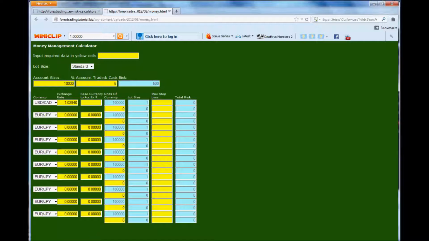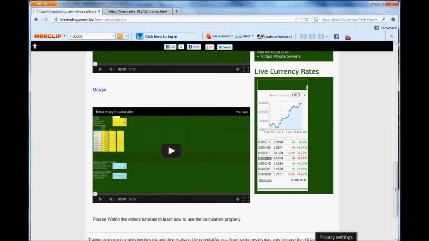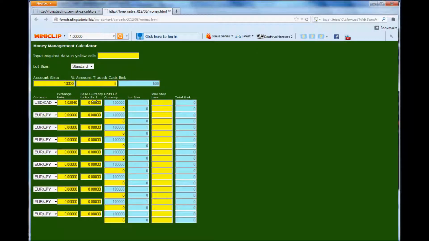However, say for example we were trading in euros, and that was our trading account. What we need to do is we just need to go back to here. So we want USD Euro, because we're converting US dollars, which is the base of our account, into euros. So in this case it would be 0.7698. So we'd go 0.7698, and then that would be what we need to put in there.